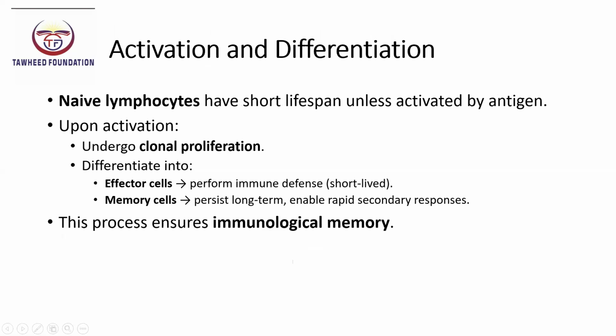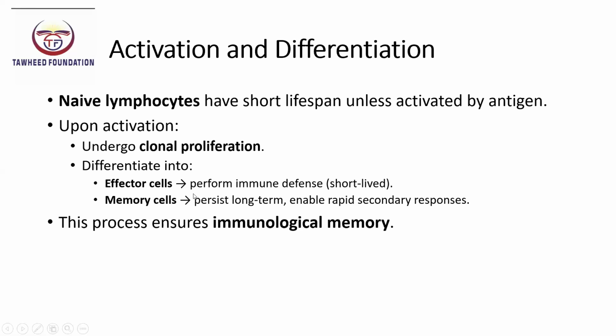Activation and differentiation. Naive lymphocytes have a limited lifespan unless they are activated by a specific antigen. When activation occurs, the lymphocytes undergo clonal proliferation, producing numerous identical cells with the same antigen specificity. These cells then differentiate into two major types, that is effector cells and memory cells.